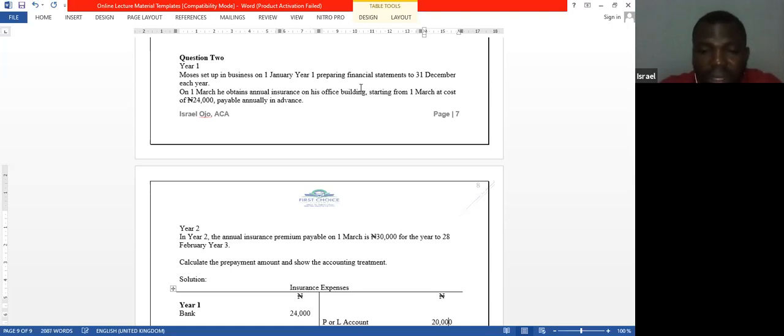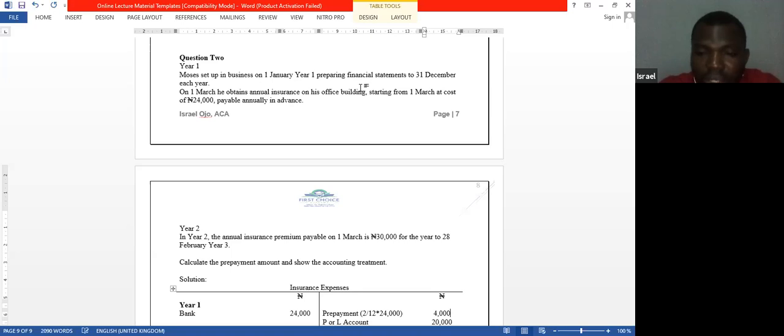How did we get that? Okay, let's calculate our prepayment. It means 2 divided by 12, that's 2 months that you didn't enjoy, that you have paid in advance. That's January and February of year two, divided by 12 times 24,000. And that will give us 4,000.